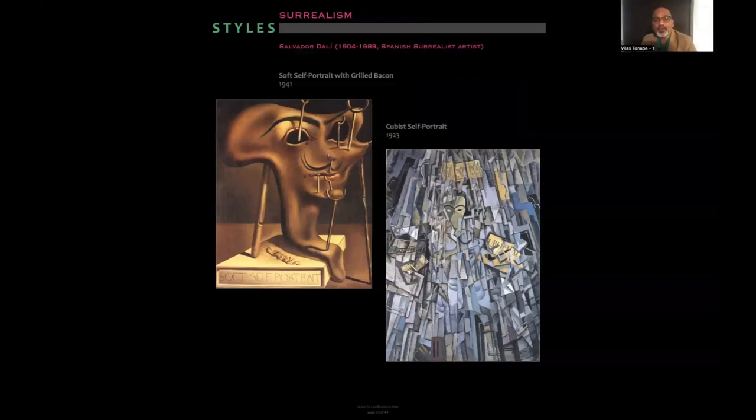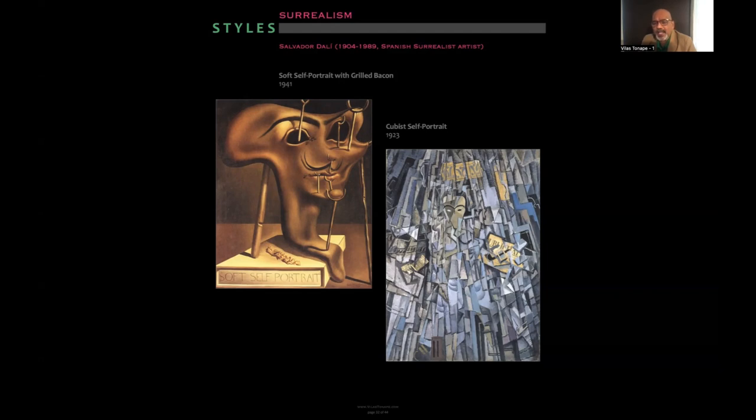Now we come to Salvador Dali. Another eccentric Spaniard. When I say another, I mean the first one being Picasso. He's the father of eccentricity of all. But the second one would be Dali. There are two self-portraits here of Dali. The left one is realism. The right one is cubism.